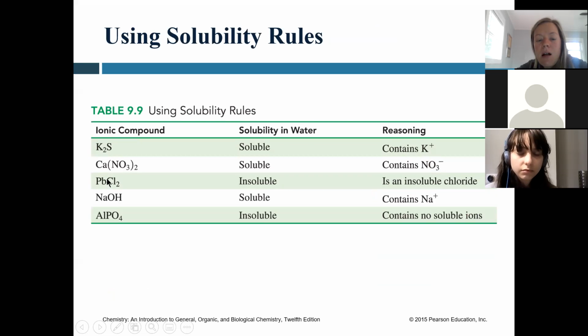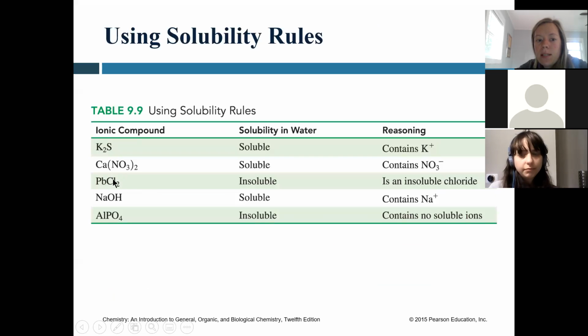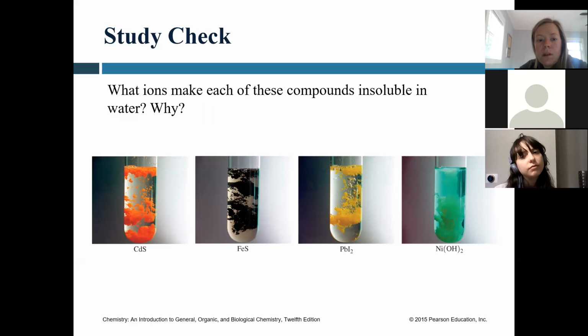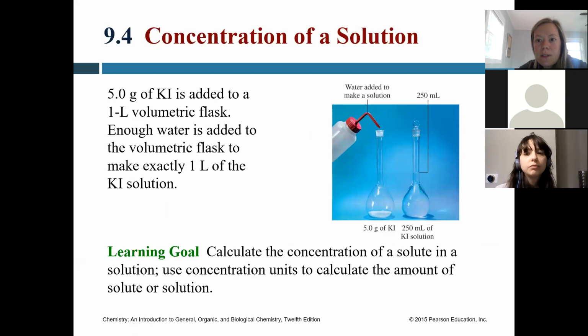Looking at this one here, PbCl, this is insoluble because chlorine, when it's combined with lead, forms an insoluble solid. NaOH, anytime you have sodium, it's soluble. Aluminum phosphate, AlPO4, contains non-soluble ions. These things are insoluble when they're in water. So you just want to be able to look at this and read it. It says, what ions make each of these compounds insoluble in water and why? Just based off of the solubility charts. I don't want to spend too much time on that.